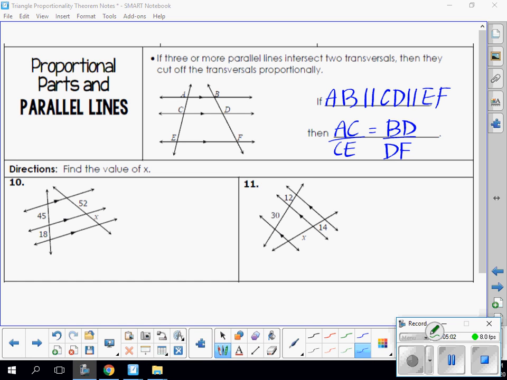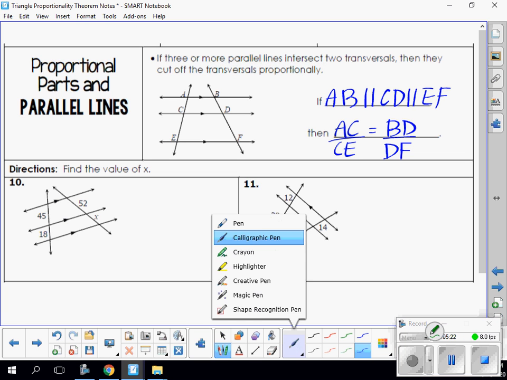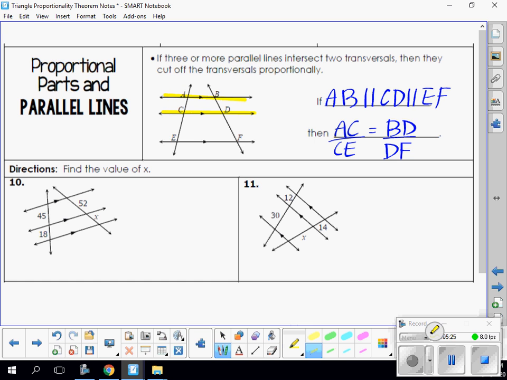All right, last theorem, or not really theorem, but last thing. Proportional parts and parallel lines. If 3 or more parallel lines intersect 2 transversals, then they cut off the transversals proportionally. So I have 3 parallel lines, AB, CD, and EF. They are cutting transversal AE and transversal BF. So again, here's my parallel lines. I have my 2 transversals. It's cutting them proportionally. So AC is going to be proportional to CE, and then BD to DF. Those are the ones I'm comparing. I can set up my ratio and then therefore set up my proportion and go from there.